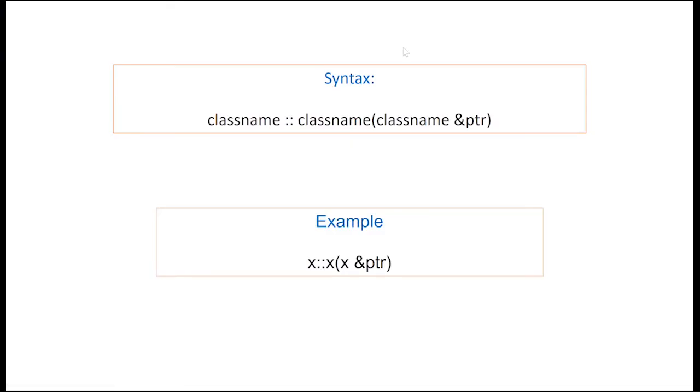I hope this much is clear. Let us see the syntax of a copy constructor. So we have a class name, that is how we declare using the scope resolution operator. This is my constructor name, and see here I am passing an object as parameter. So when I say class name ampersand, this is a reference variable. We will be learning about this in detail in the coming sessions.